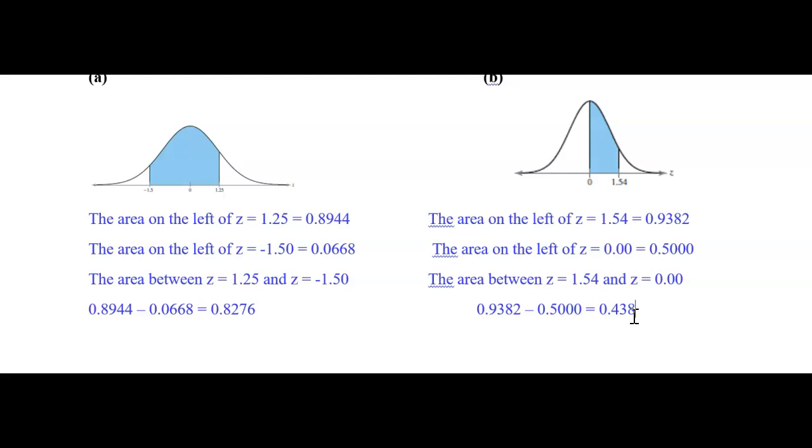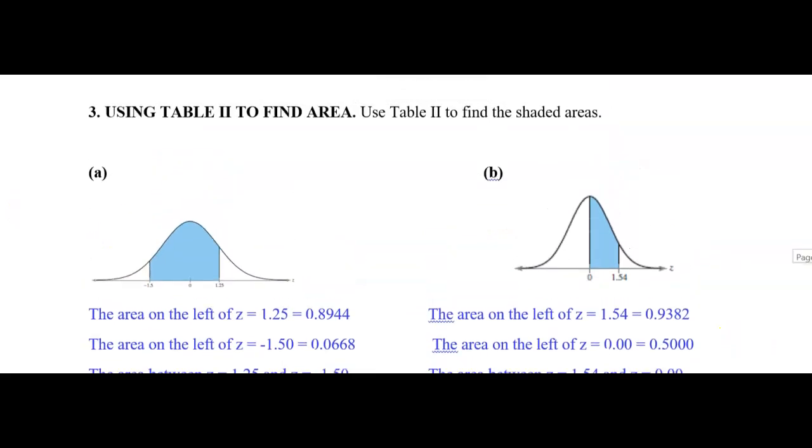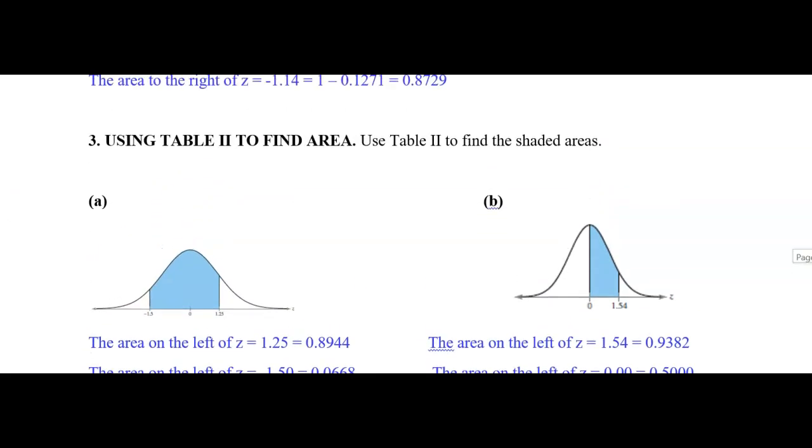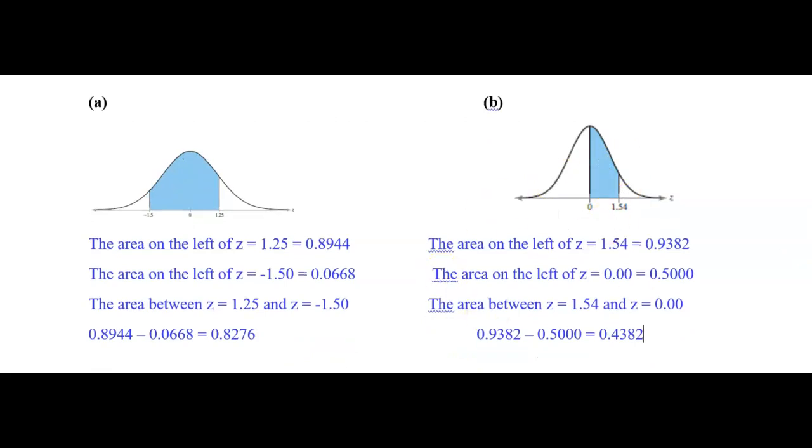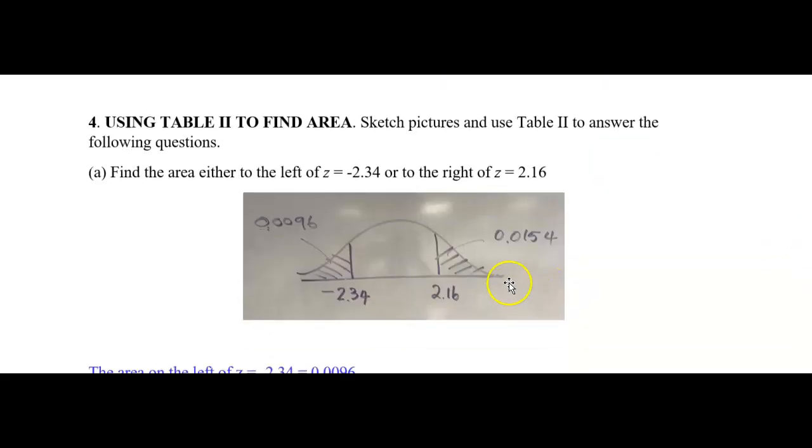0.9382 minus 0.5, 0.4382 is what the answer should be there. So that's the area between. Notice we're going over these cases, right? Area to the left, area to the right, area between. Then we'll do area on the outside, either to the left of negative 2.34 or to the right of 2.16.